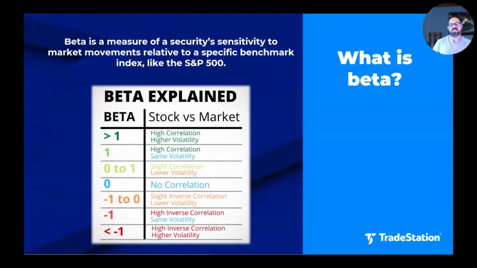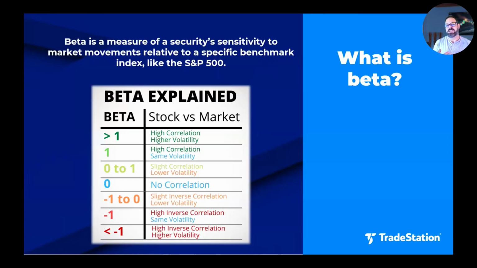So, first of all, what the heck is beta? Beta is a measure of sensitivity against the market benchmark. And usually it's referring to the S&P 500 index. Every security that is traded, for the most part, should have a beta. Finding it is another matter.